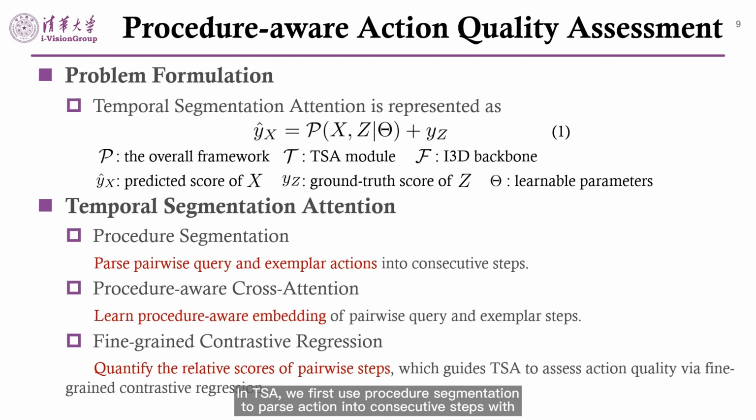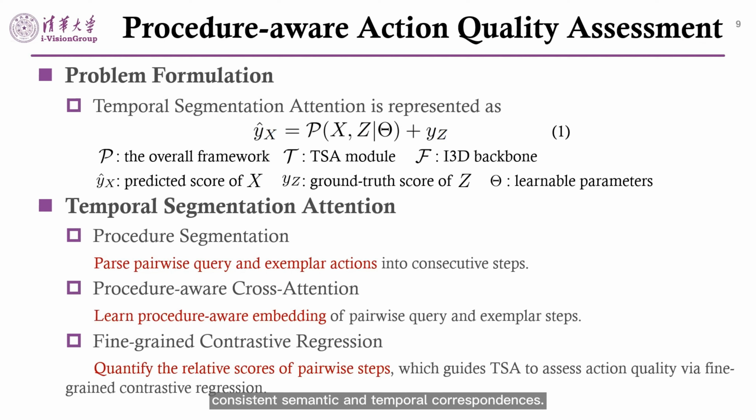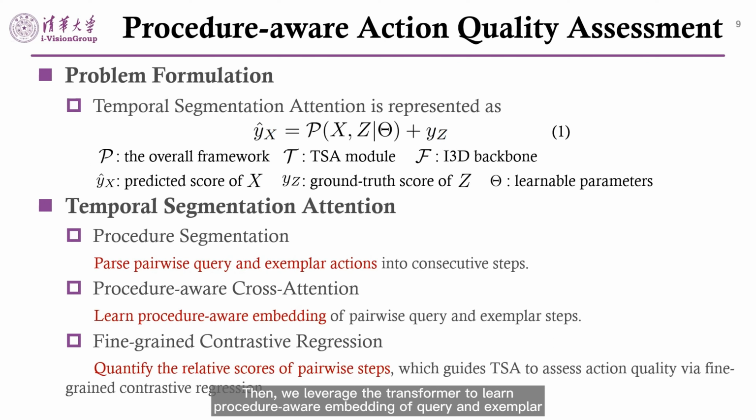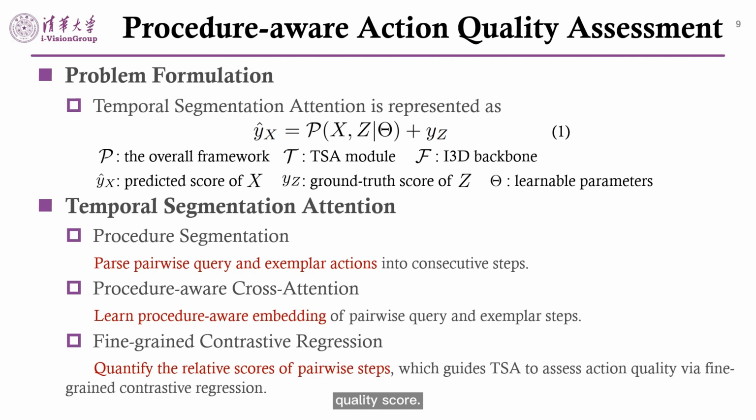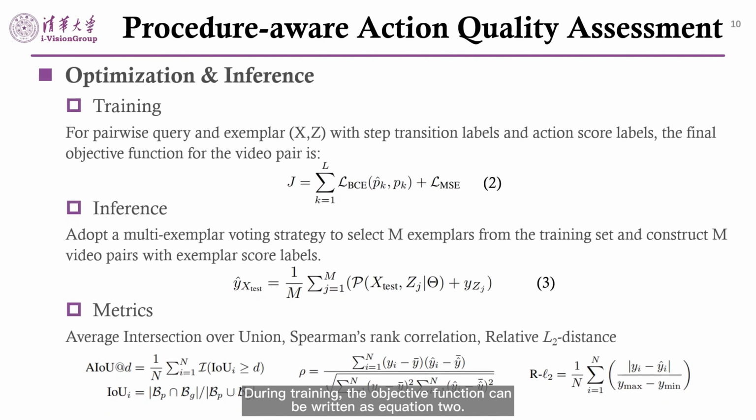In TSA, we first use procedure segmentation to parse action into consecutive steps with consistent semantic and temporal correspondences. Then, we leverage the transformer to learn procedure-aware embedding of query and exemplar steps. Finally, we perform fine-grained contrastive regression on the procedure-aware embeddings, which quantify stepwise quality differences between query and exemplar, and predict action quality score. During training, the objective function can be written as equation 2. We adopt a multi-exemplar voting strategy during testing.